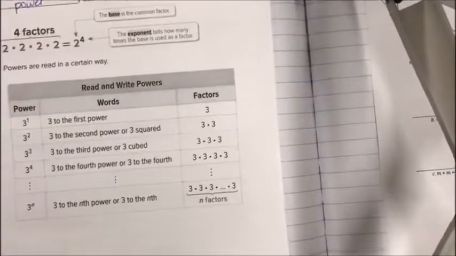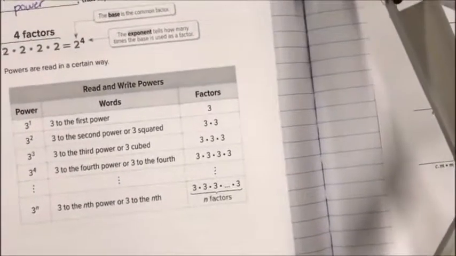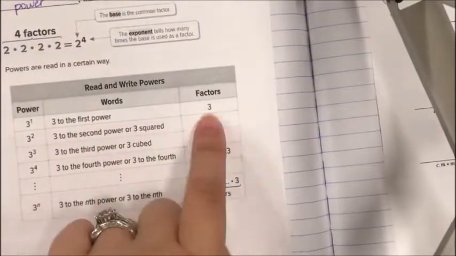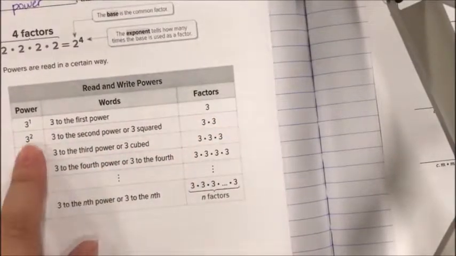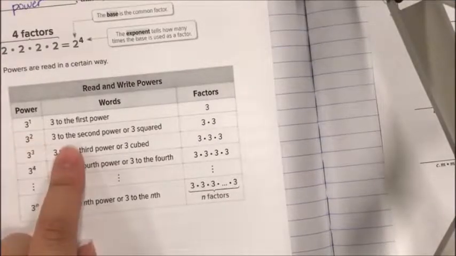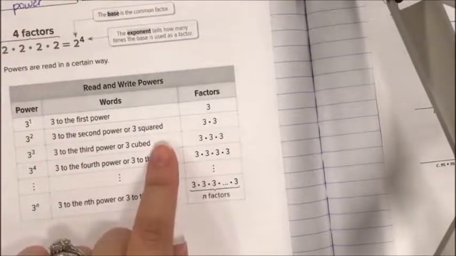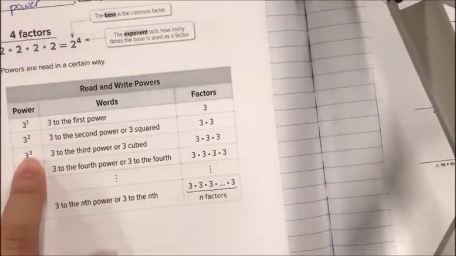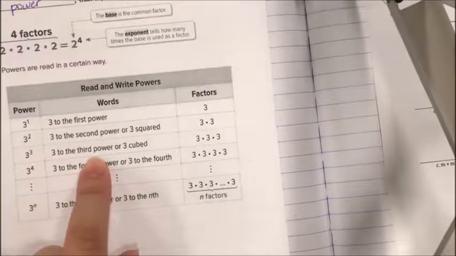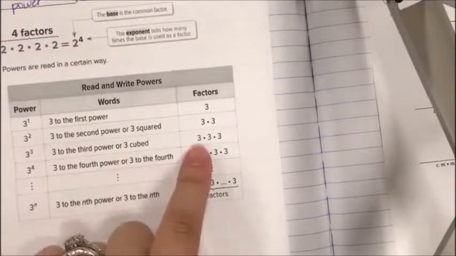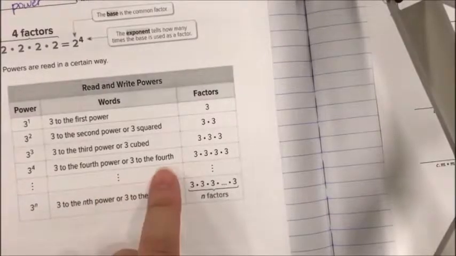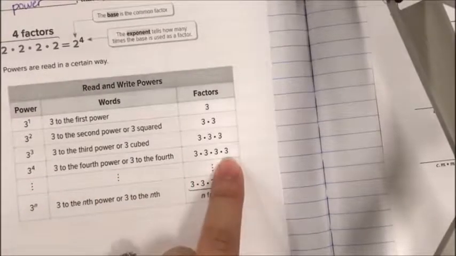So powers are usually read in a very specific way. So 3 to the 1 over here is read as 3 to the 1st power, and it has one factor of 3. Then I have 3 with a 2. That's 3 to the 2nd power, or 3 squared. That means 3 times 3. 3 with a 3, that's 3 to the 3rd power, or 3 cubed. That's 3 times 3 times 3. 3 to the 4th power is 3 times 3 times 3 times 3, 4 times.